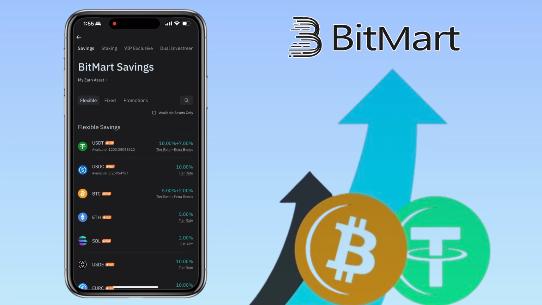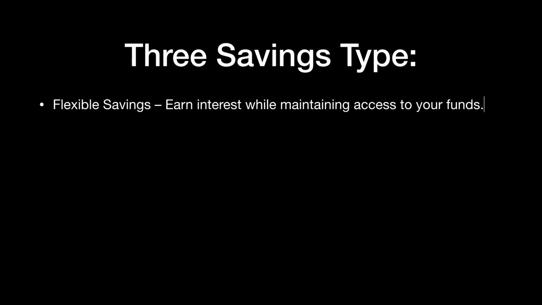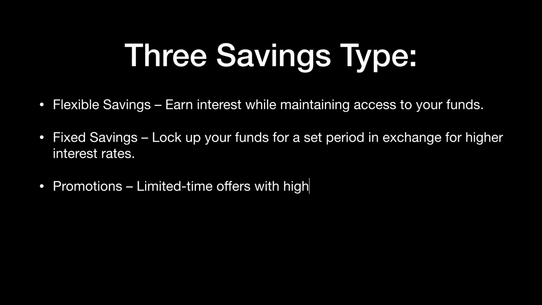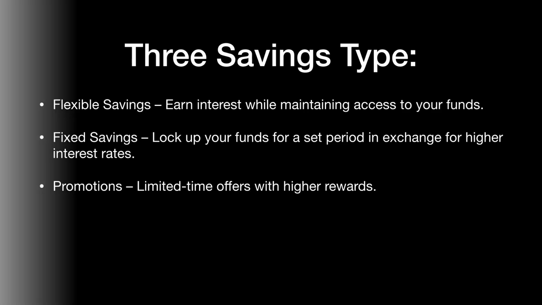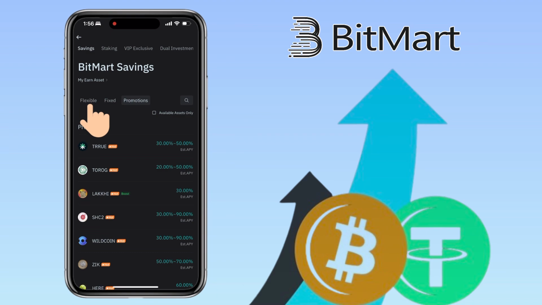You'll see three savings types: flexible savings, earn interest while maintaining access to your funds; fixed savings, lock up your funds for a set period in exchange for higher interest rates; promotions, limited time offers with higher rewards. Since flexible savings lets you earn while still having access to your funds, let's go ahead and subscribe using USDT as an example.